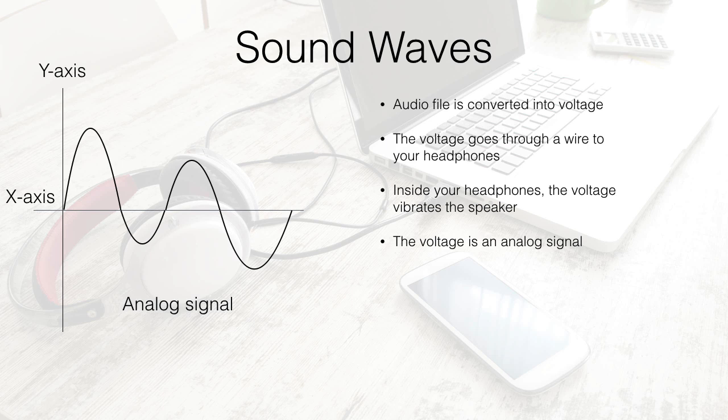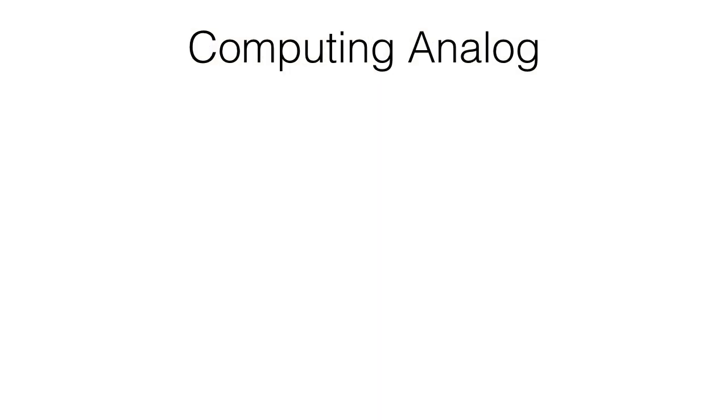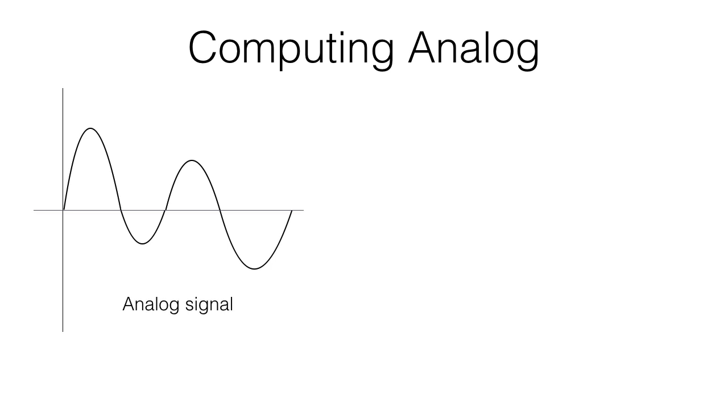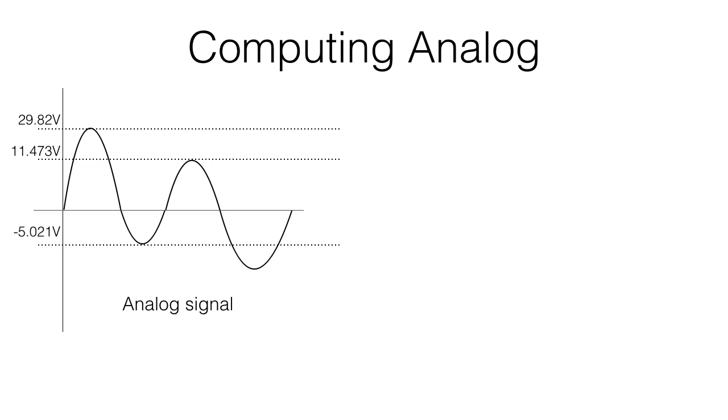All right, so now let's try to put that into a computing analog. So again, we have our analog circuit. And what I want to do is let's put some values on this just so that we can put it into context. So let's say our top peak is at 29.82 volts. And that peak is at 11.473 volts. Remember, we're using volts from our last exercise that we did. Computers need power, so we're going to talk in volts. And then this one is negative 5.021 volts.